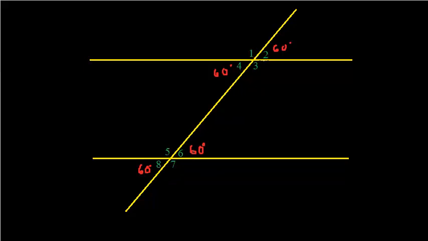We know 1 and 2 are supplementary, so they have to add up to 180 degrees. So what plus 60 gives us 180? That's 120 degrees, which means 3 is also 120, 5 then is also 120, and 7 is 120. So we really have only two different measurements here, 60 and 120. So if we knew one angle, we could then find the rest based on the symmetry from this.